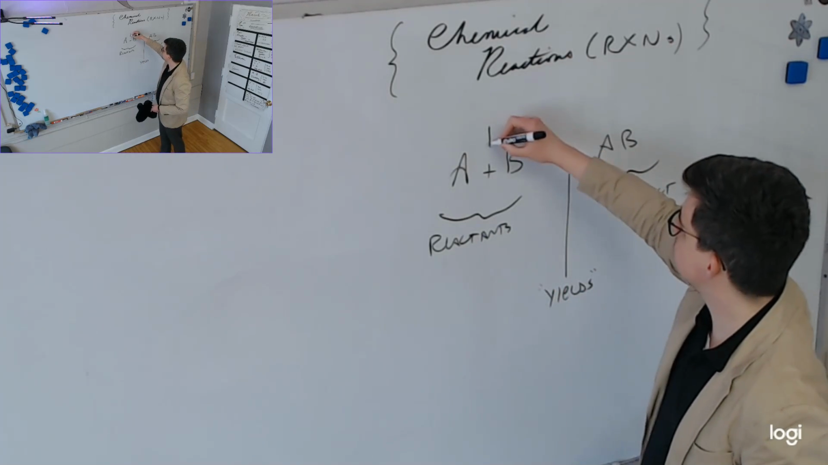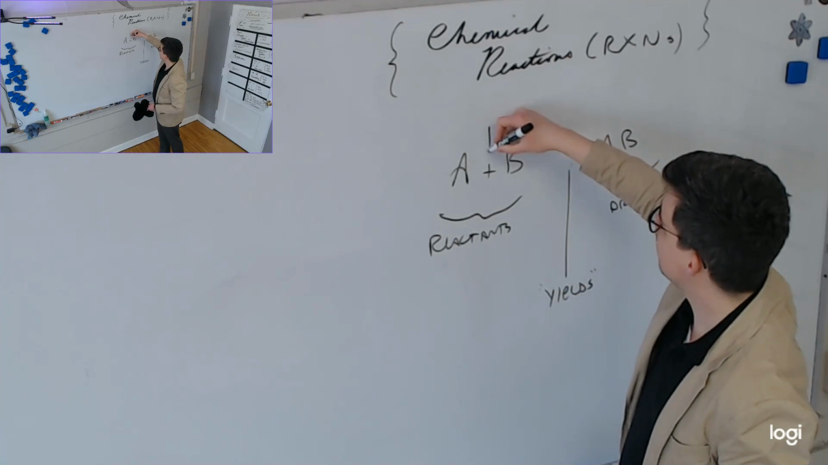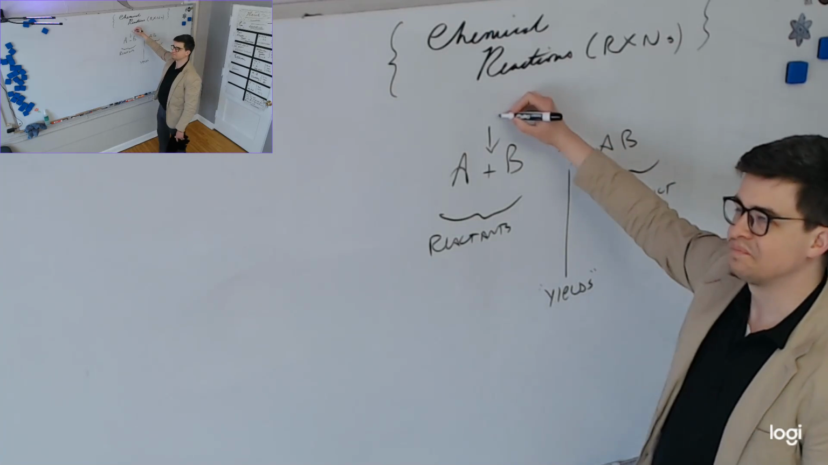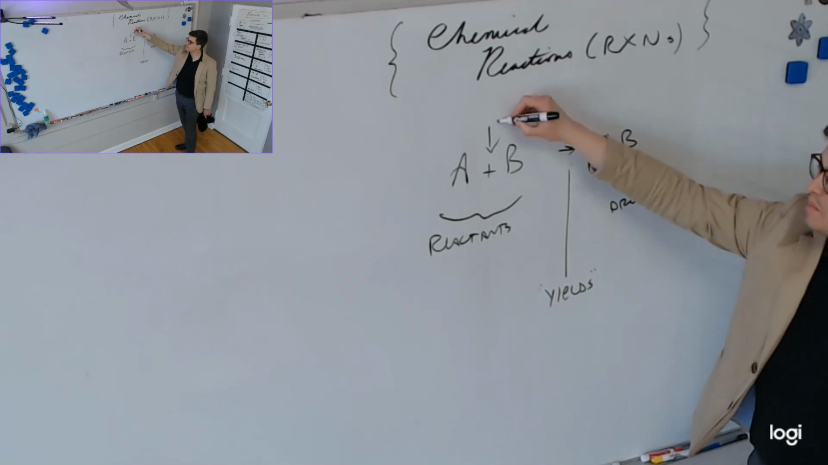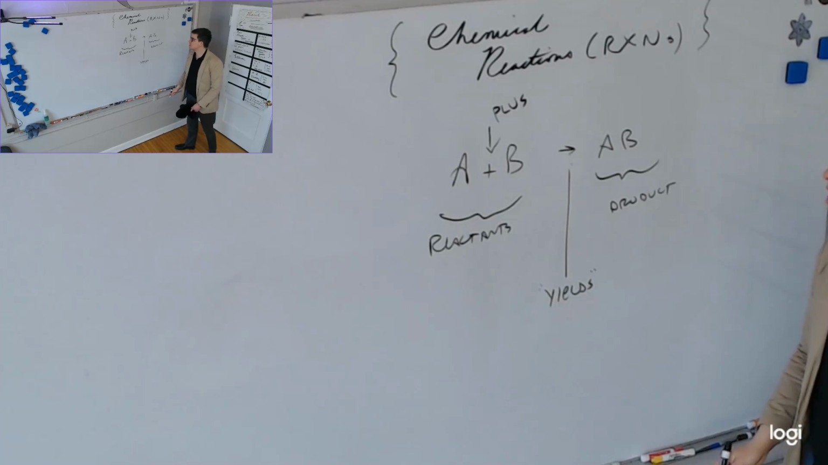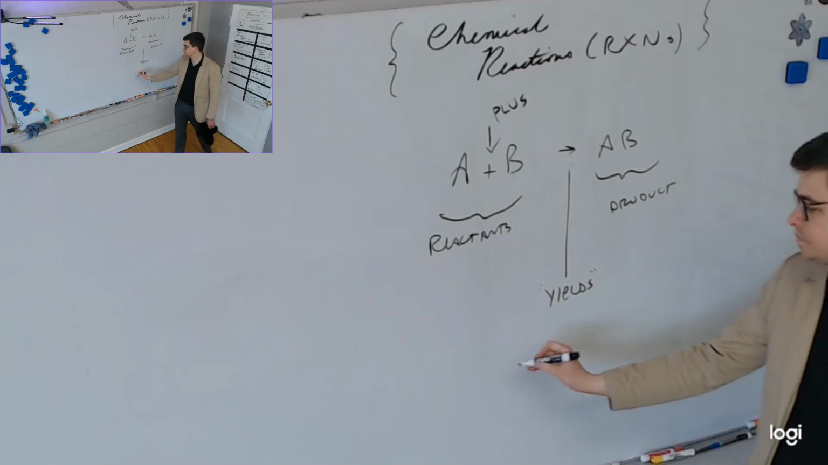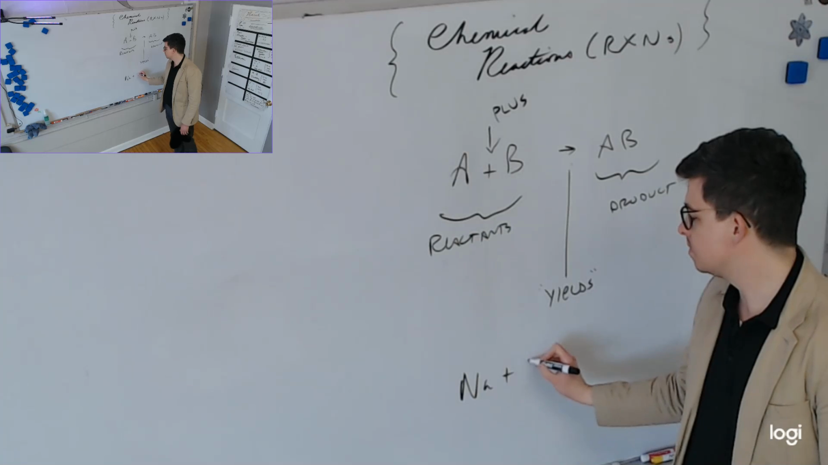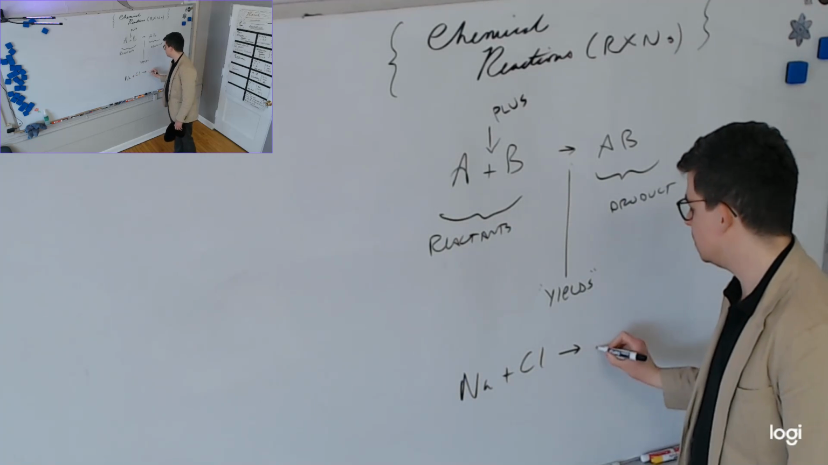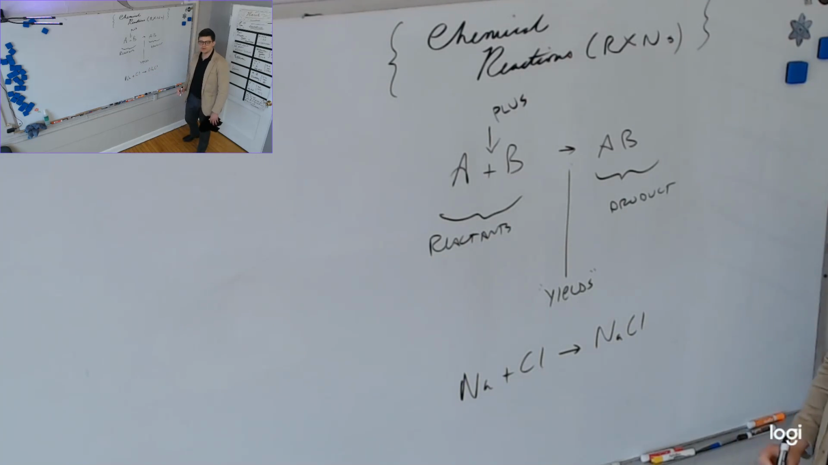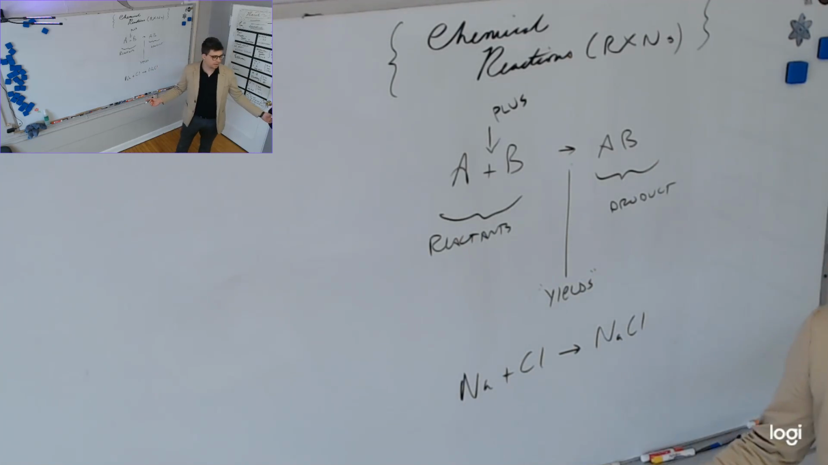And this? A plus sign. Plus. Yeah, very good. So we pronounce this A plus B yields AB. Synthesis. Na plus Cl, sodium plus chlorine yields sodium chloride. Naming becomes extremely important because a lot of times, maybe you will be given this equation.